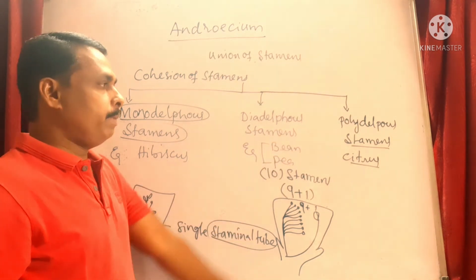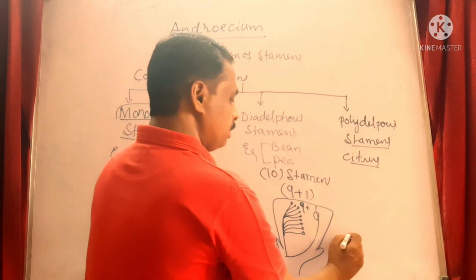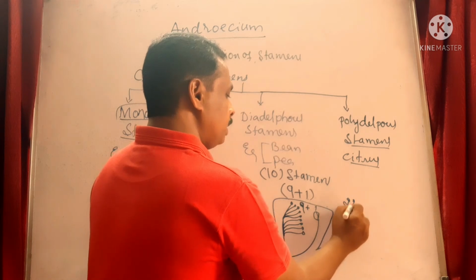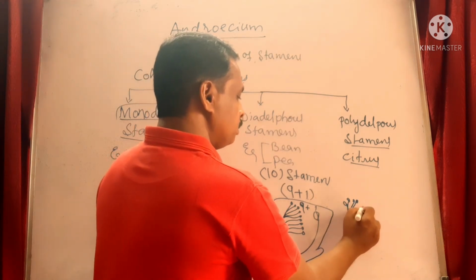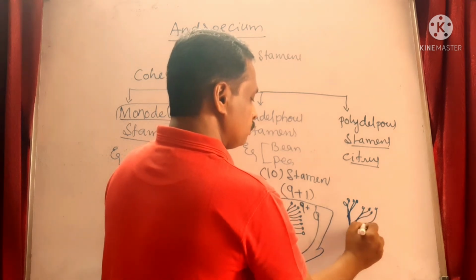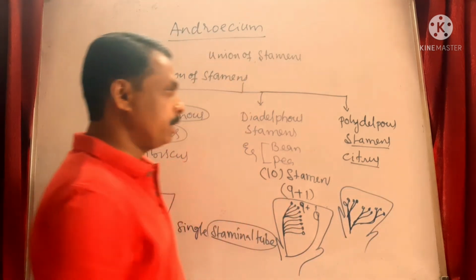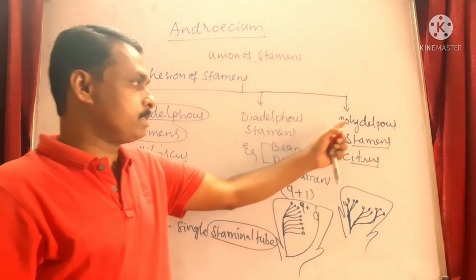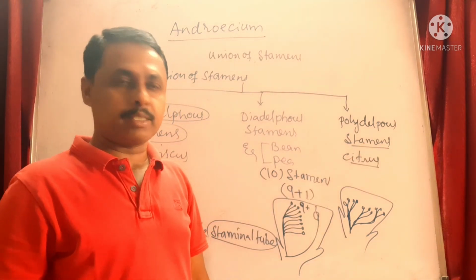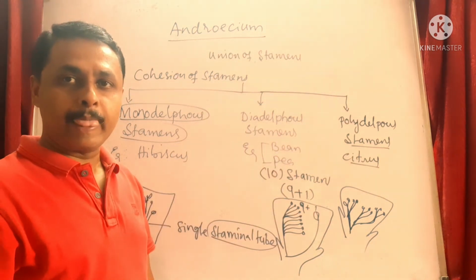But in the third case, more than two bundles are formed. There are many stamens, and more than two staminal tubes are formed. That cohesion of stamens is called polydelphous. Polydelphous stamens are seen in citrus members. This is about the cohesion of stamens.